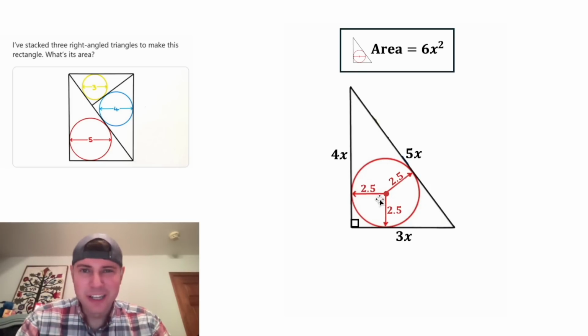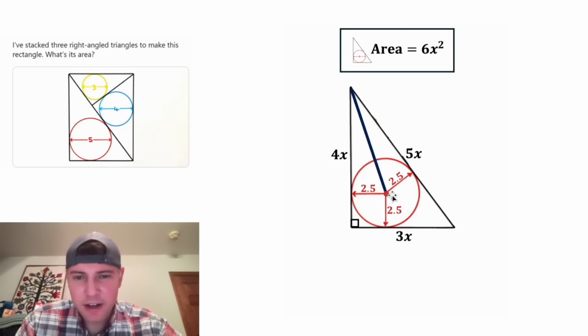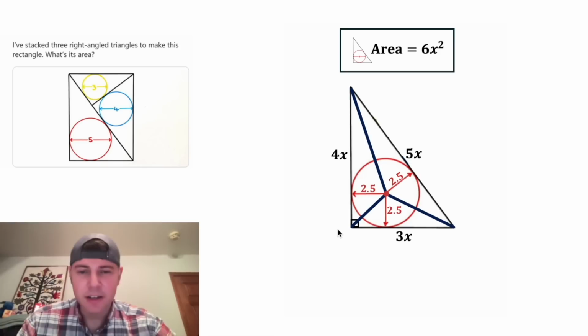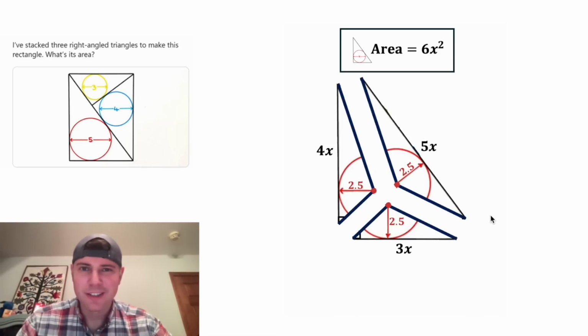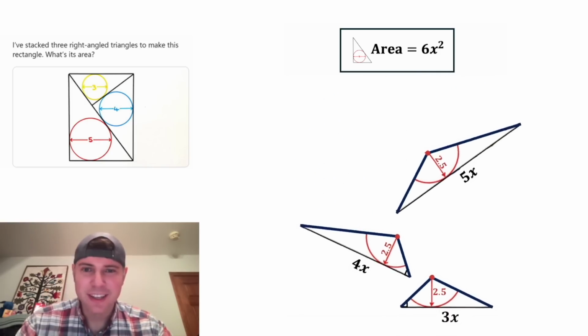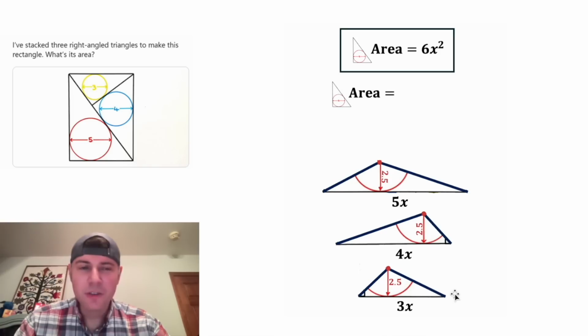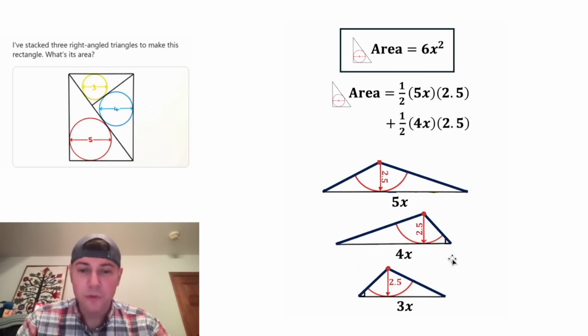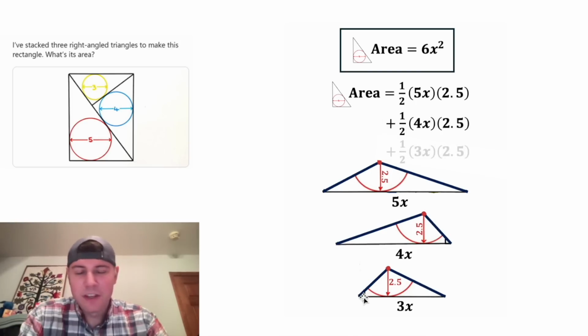Let's break this into 3 different triangles. Let's draw this line here, and this line here. We have now broken up this giant triangle into 3 little triangles. And let's rearrange the triangles like this. If we add up these 3 areas, we'll have the area of the large triangle, the same thing as this formula here. So for this top one, it's going to be 1/2 base times height, which is 1/2 times 5x times 2.5. For this one, it'll be 1/2 times 4x times 2.5. And for this one, it'll be 1/2 times 3x times 2.5.